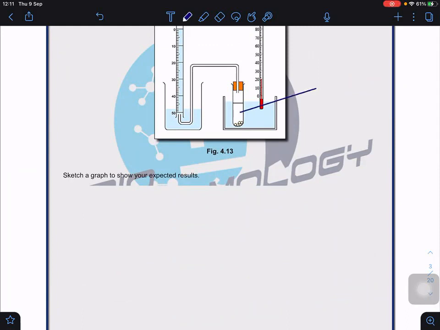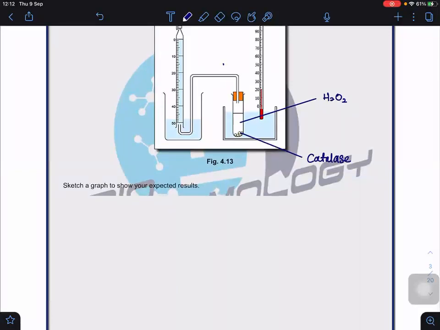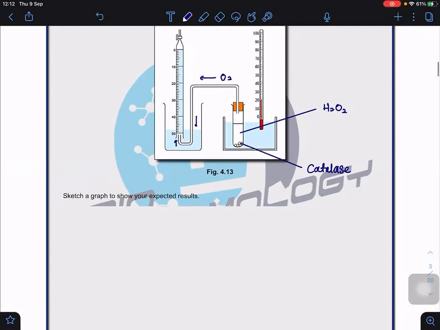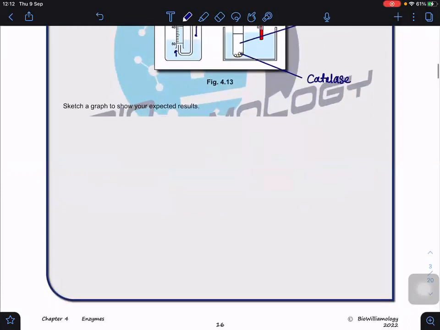So in this case, this is the hydrogen peroxide. Okay, we do have the catalyst. Because of the reaction, we then have the O2. So the O2 released will be channeled into this inverted burette. In this inverted burette, we will be able to see how much gas is collected here. So if you plot a graph, how do you show your expected results here?